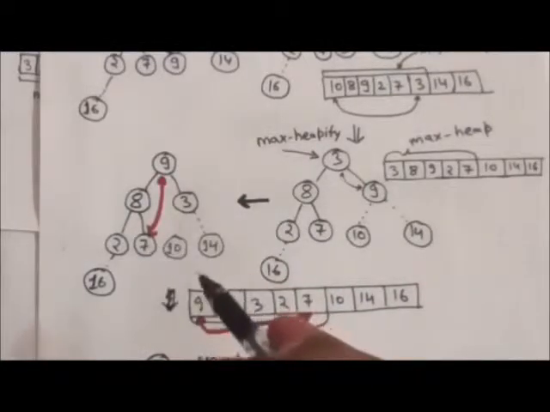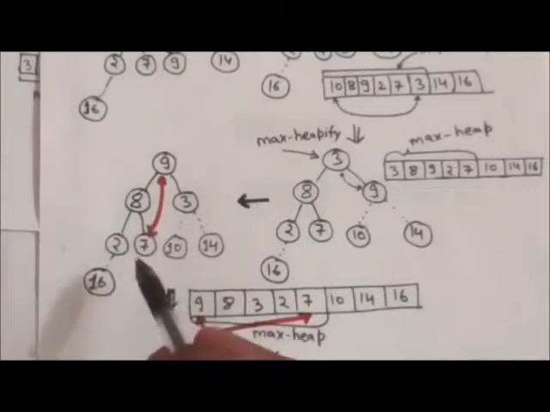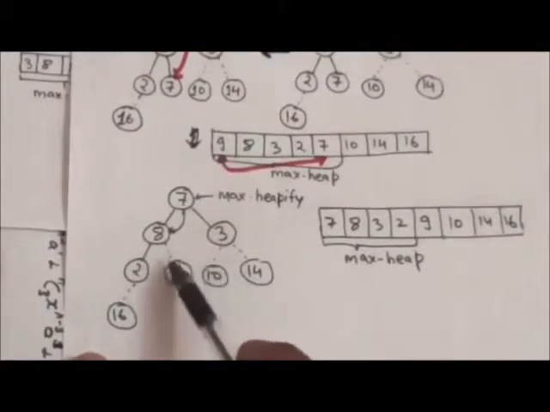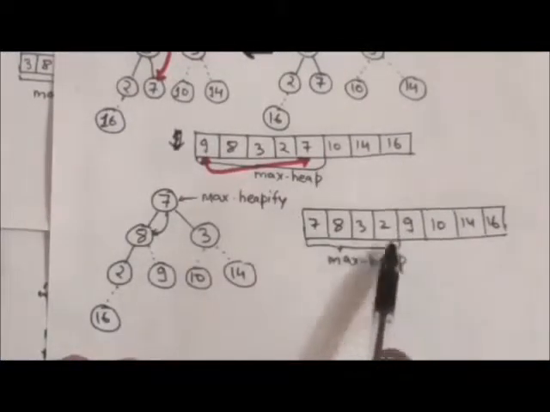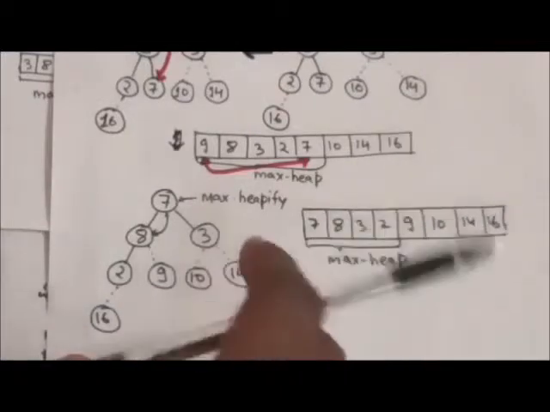After this, what will we do? We will decrease the size of the max heap by 1, right? Now this element 9 is not included in the max heap, but it is present in array A. It will remain in array A, but it is not included in the max heap.